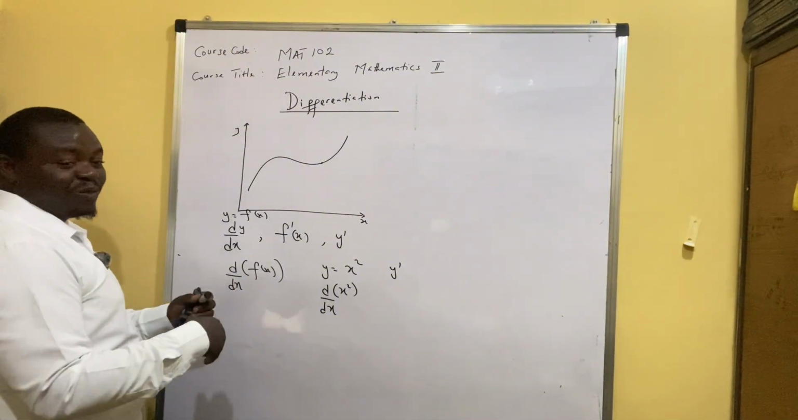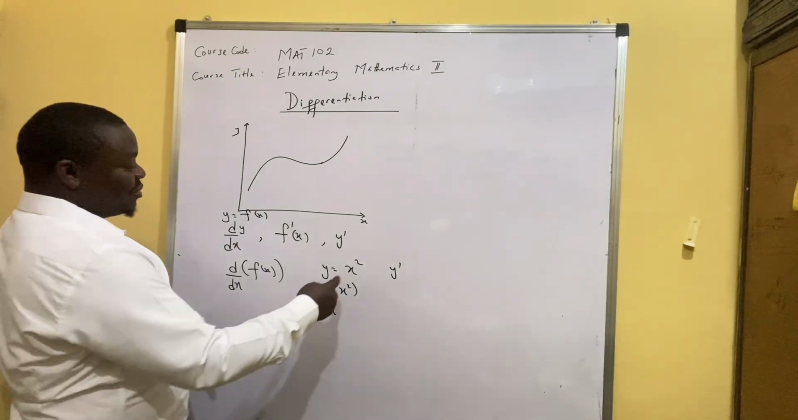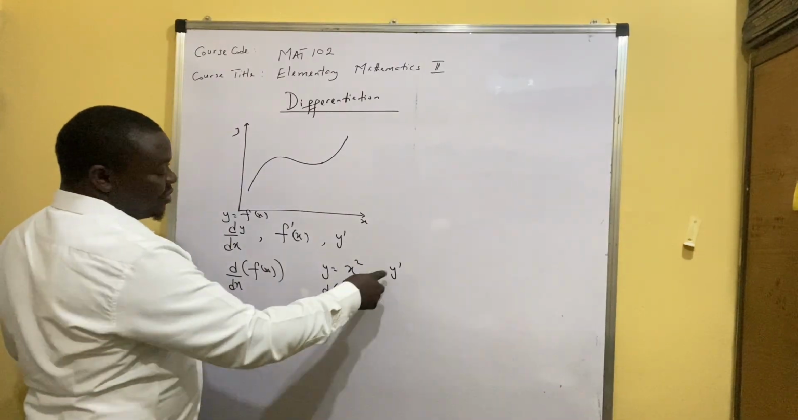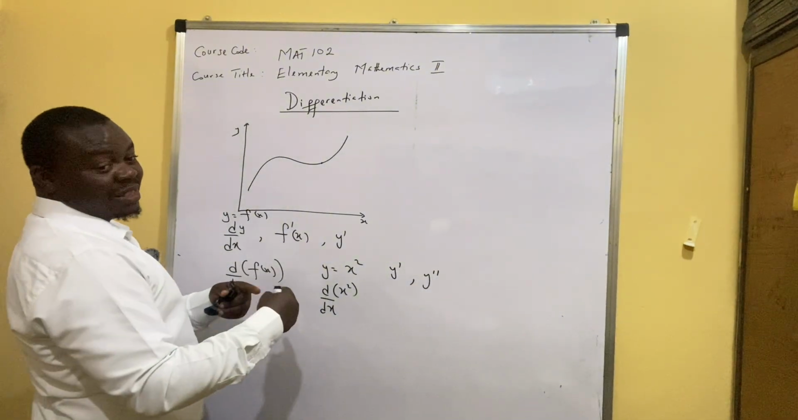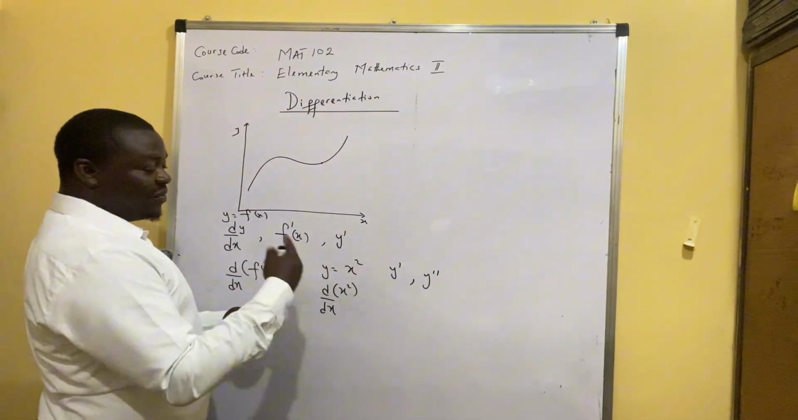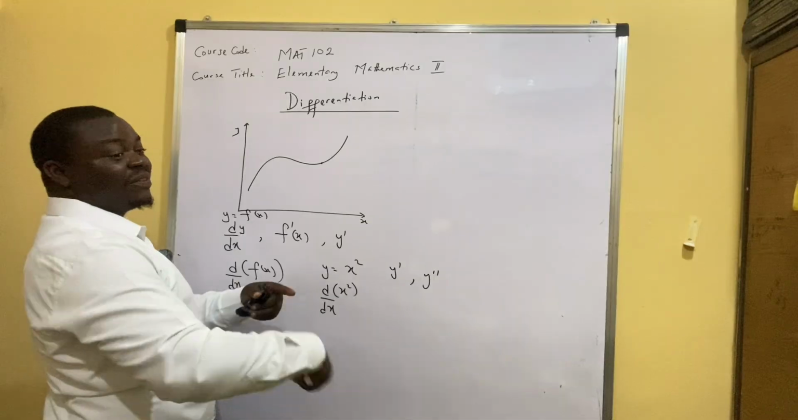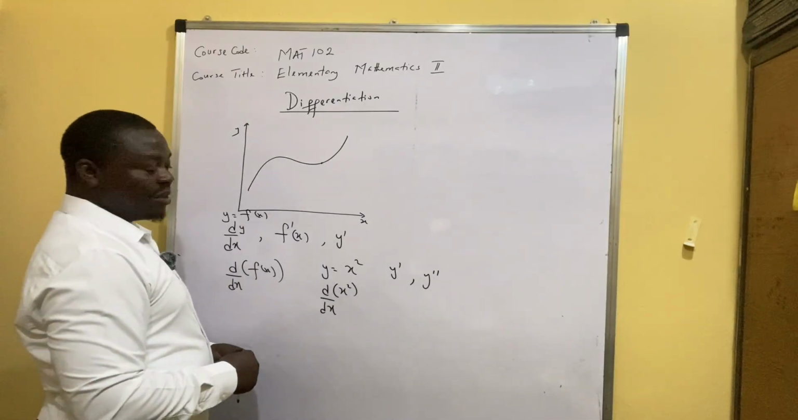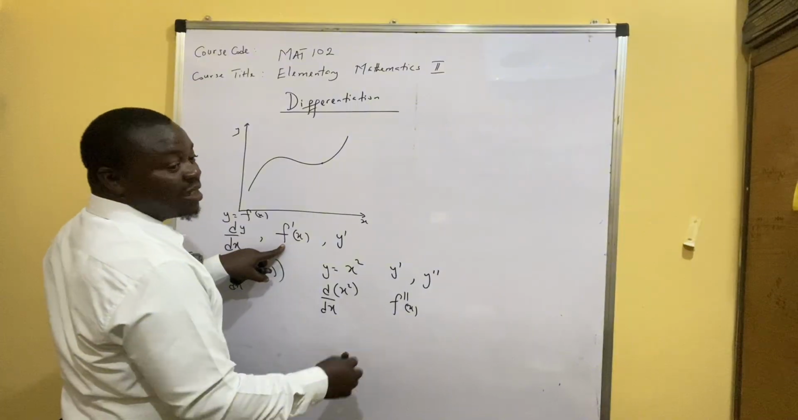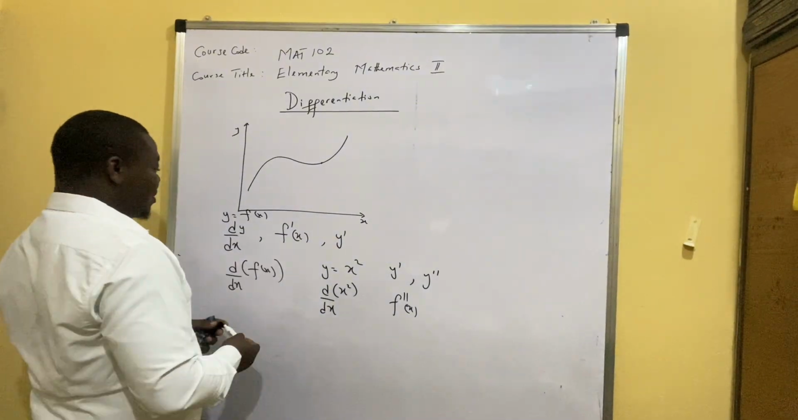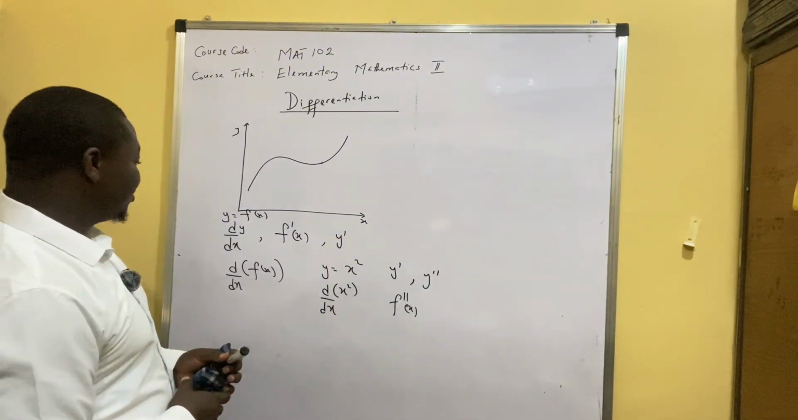By the time we get to higher derivatives, you will see that we begin to increase the number of primes. If we have two primes, y prime prime, it means that you differentiate twice. You differentiate the first time, and then you differentiate the result of the first derivative again. So that's the meaning of y prime prime. You can as well have f prime prime of x. It means that you differentiate twice.